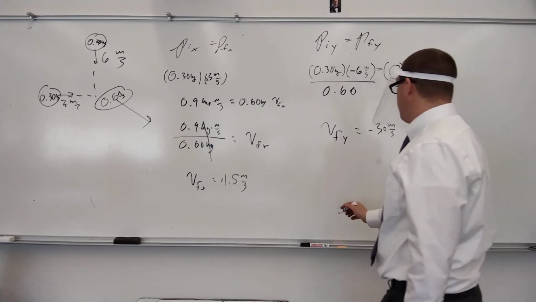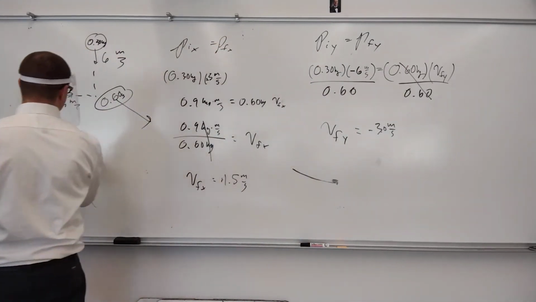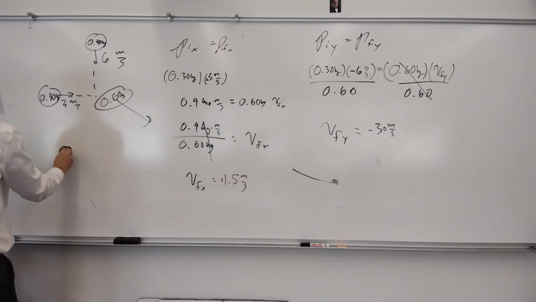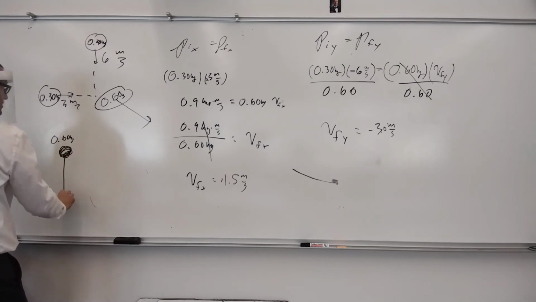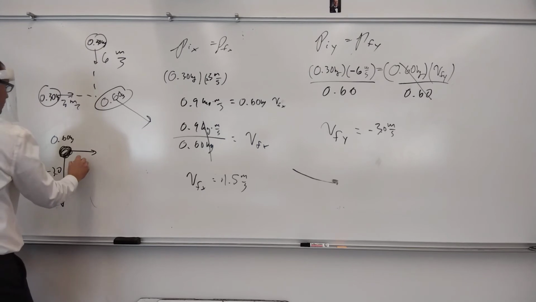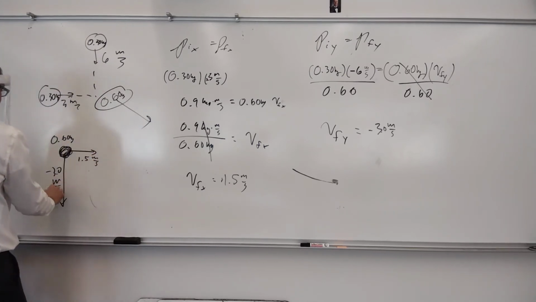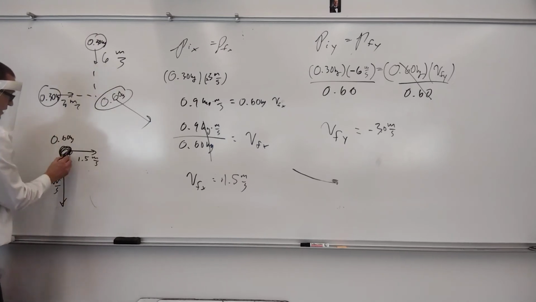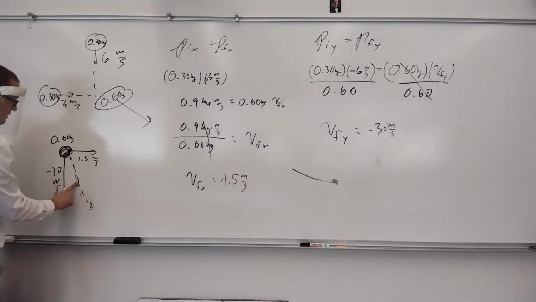So we put it all together now. Look at this: this new 0.60 kilogram object is moving with a y velocity of negative 3.0 and an x velocity of 1.5. And I'll tell you something, a lot of kids won't actually bother to calculate the angle because they'll just say it's 45 degrees. But it's not 45 degrees.